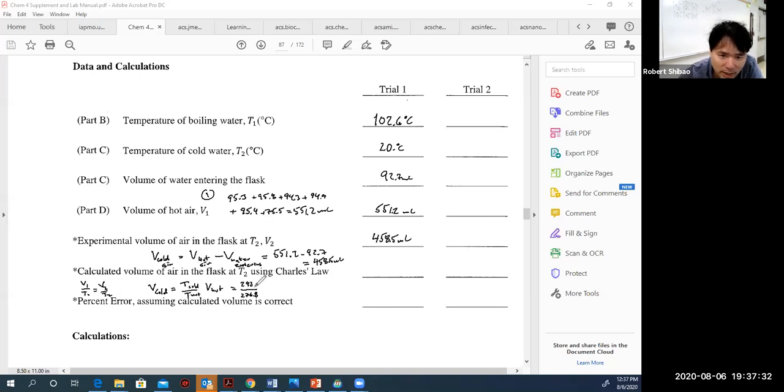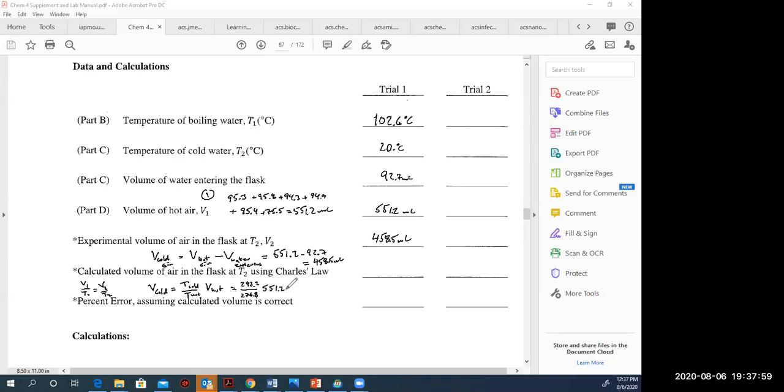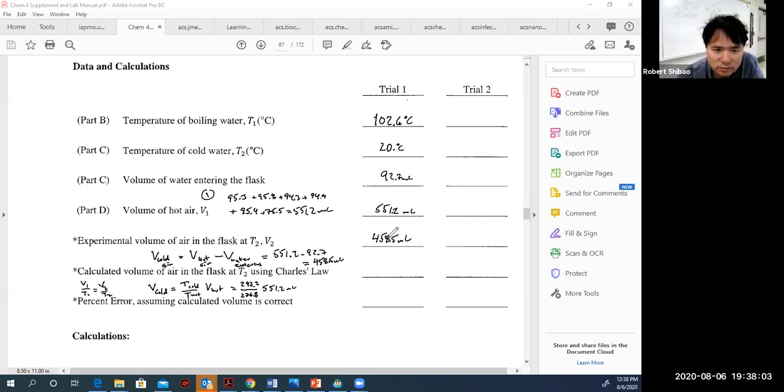And so I'm going to add the 0.2 here. So it's 293.2. And because it's 273.15, we'll just round the 0.15 to 0.2 since we're going to the nearest tenth here. And the Kelvins are going to cancel. And then the volume of the hot is 551.2. Based on Charles' law, what should the volume of the cold have been? This is the experimental volume of the cold. This is going to be the calculated volume of the cold.